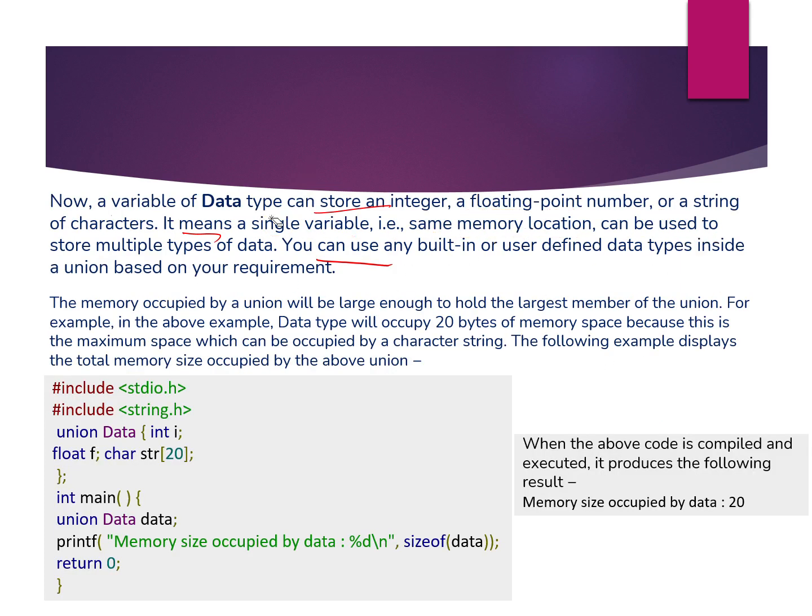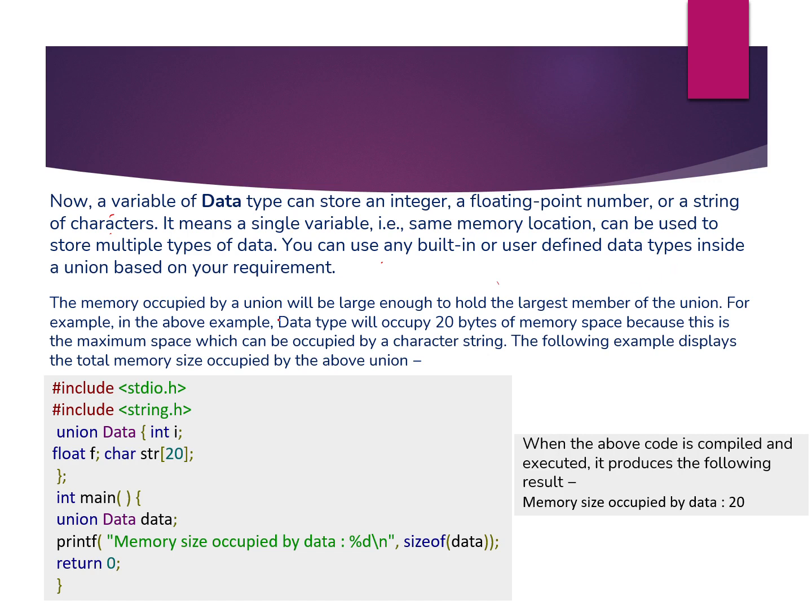So what will happen here? It can store an integer, a floating point number, or a string of characters. It means a single variable, that is the same memory allocation, can be used to store multiple types of data. You can use any built-in or user-defined data types inside a union based on your requirement. The memory occupied by a union will be large enough to hold the largest member of the union. That is what I told you.